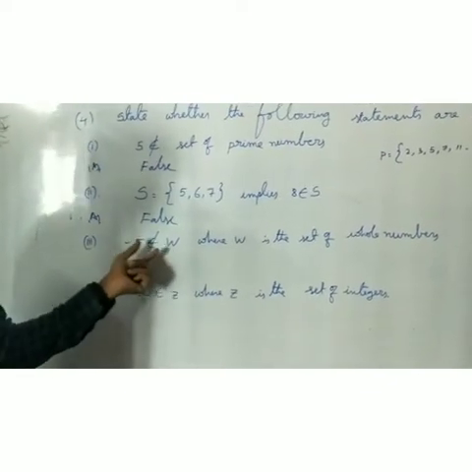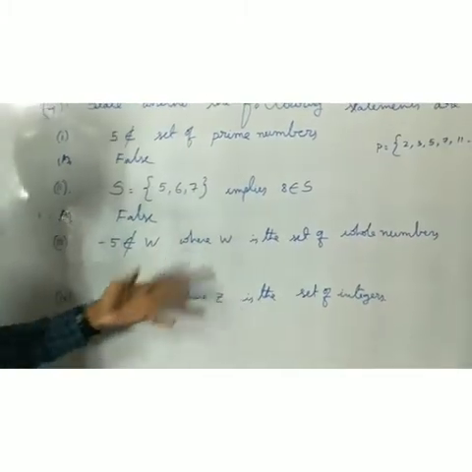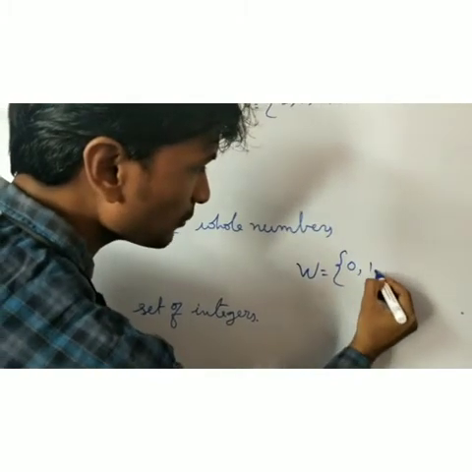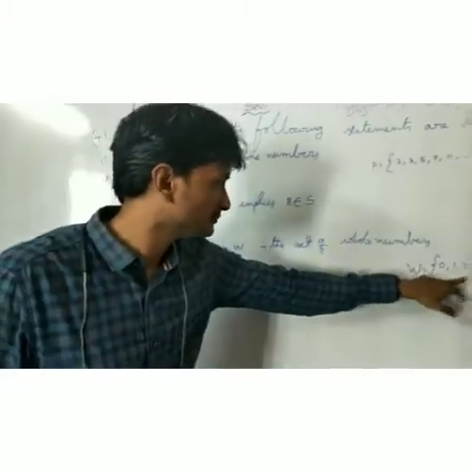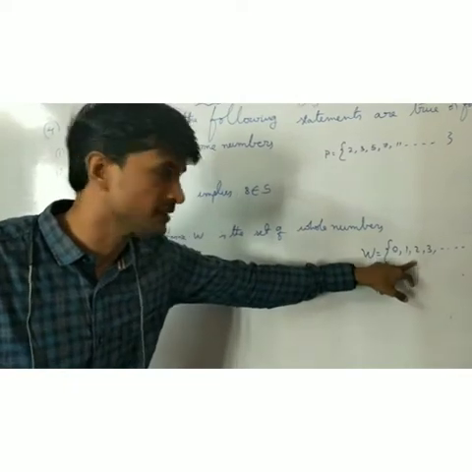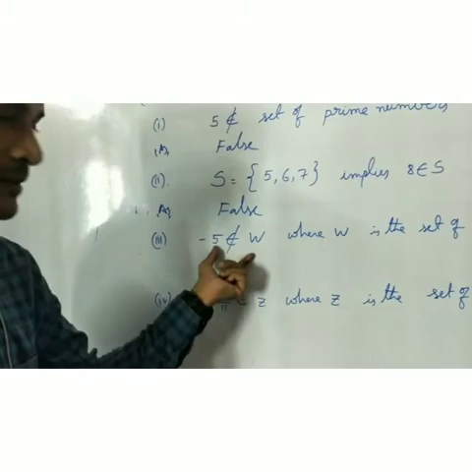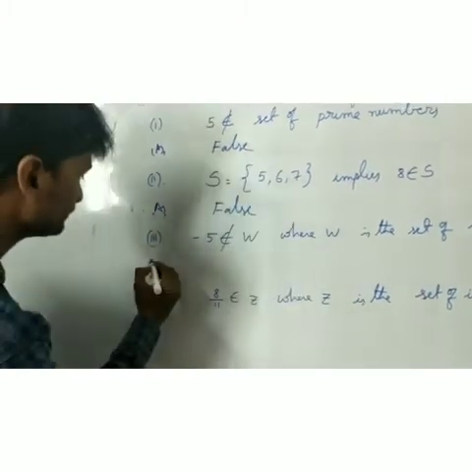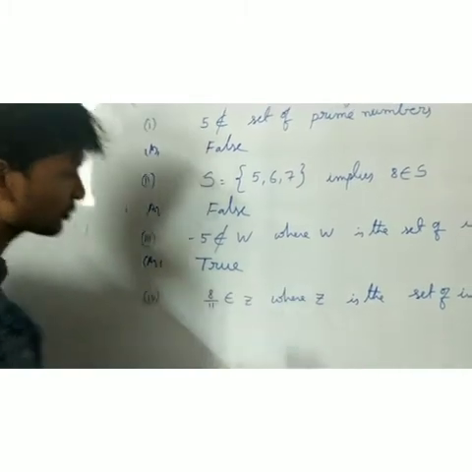Next one: minus 5 does not belong to whole numbers, where W is the set of whole numbers. Set of whole numbers means, already we know, 0, 1, 2, 3 and so on. Minus 5, negative numbers, are not contained in the whole numbers. So minus 5 does not belong to whole numbers. So this statement is true, because minus 5 is not a whole number. This statement is true.